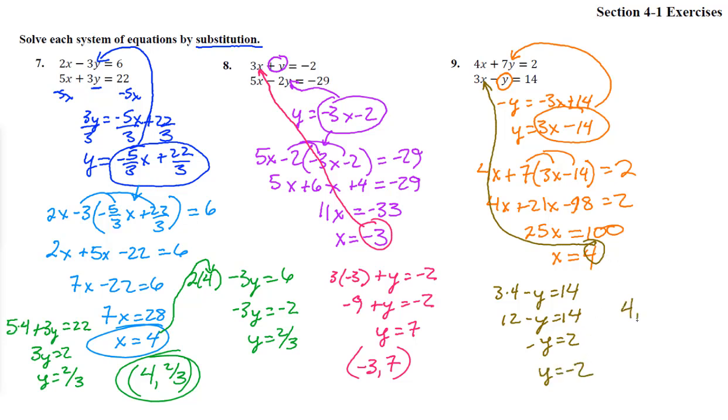4, negative 2. Now let's just check the other equation to make sure 4, negative 2 works. 4 times 4 is 16, plus 7 times negative 2 is negative 14. 16 plus a negative 14 is indeed 2. So yes, that is our solution that works in both of those lines. Great.